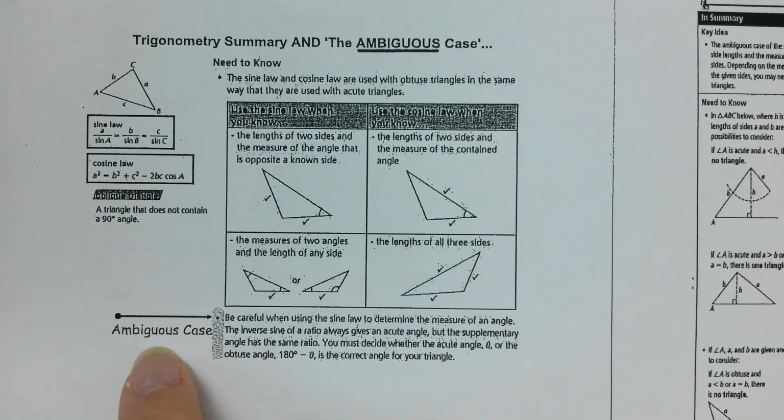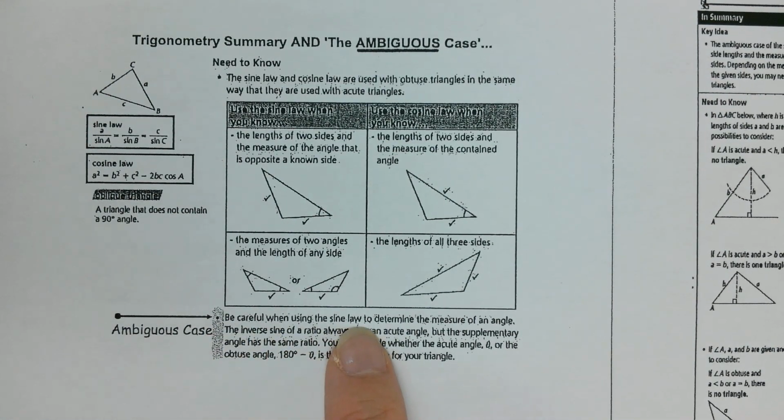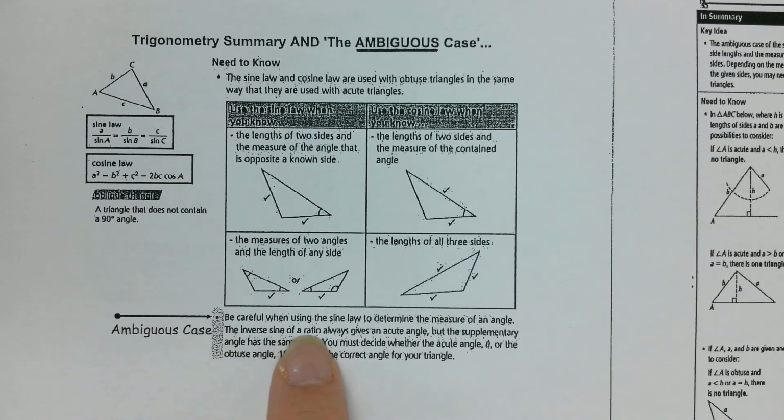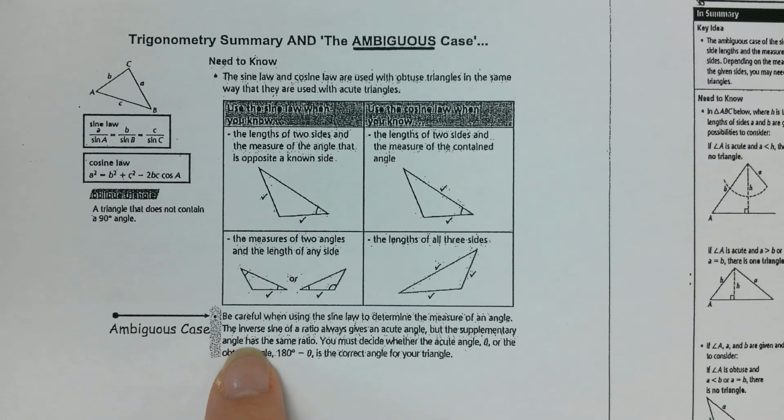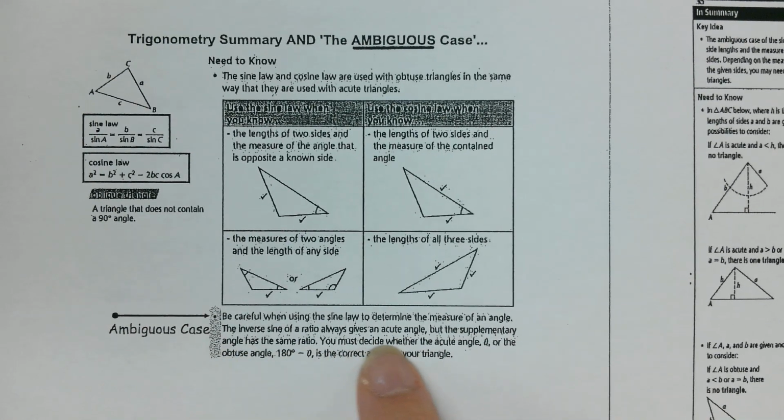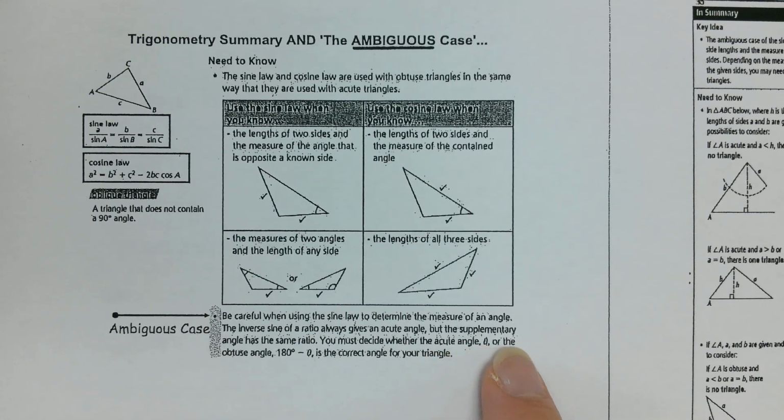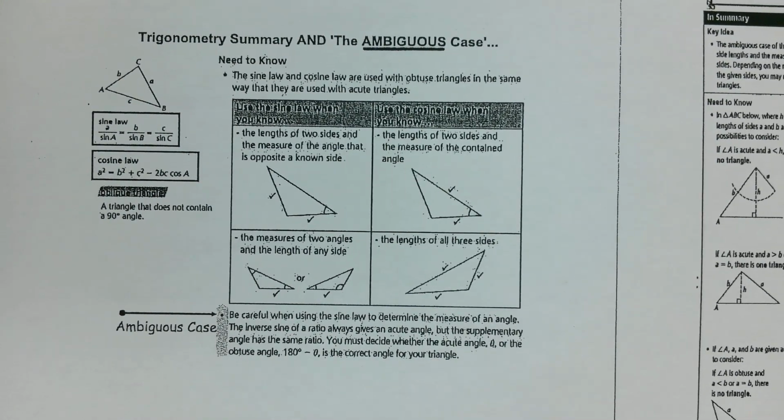But then there's the ambiguous case. What is the ambiguous case? Be careful when using the sine law to determine the measure of an angle. The inverse sine of a ratio always gives an acute angle, but the supplementary angle has the same ratio. You must decide whether the acute angle theta or the obtuse angle 180 minus theta is the correct angle for your triangle.